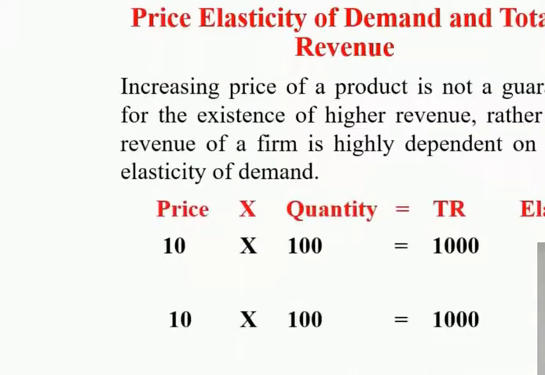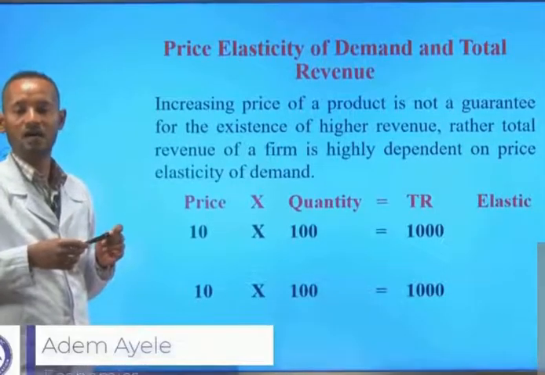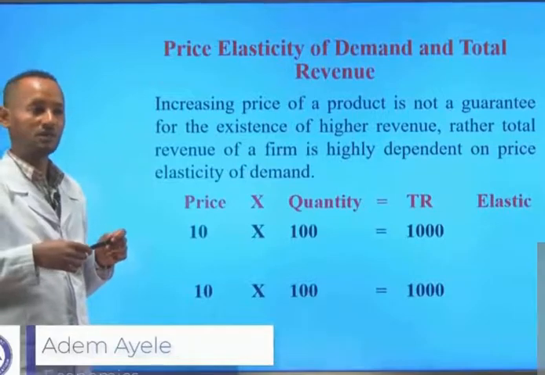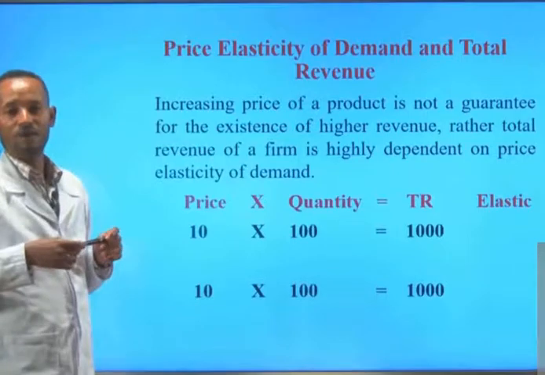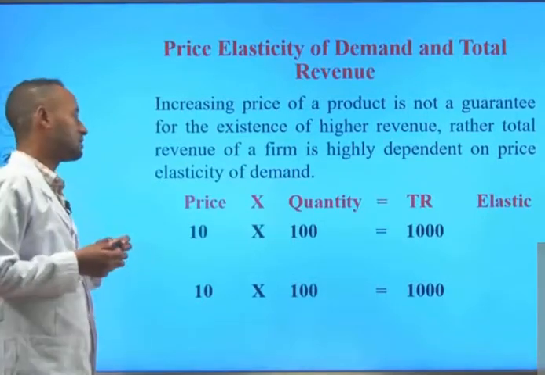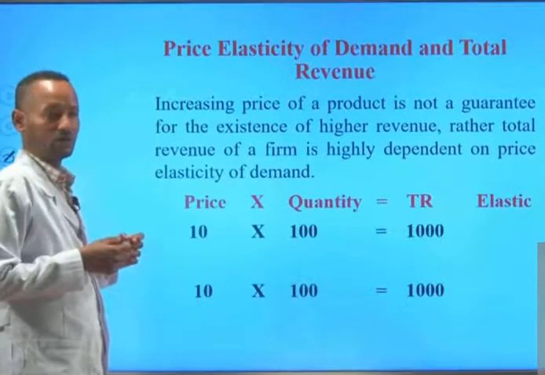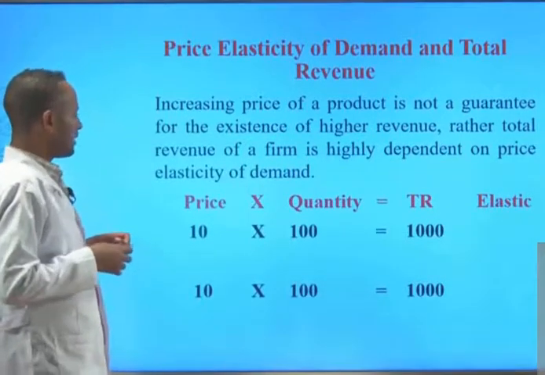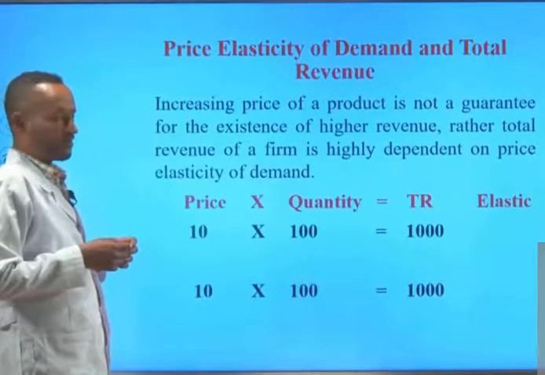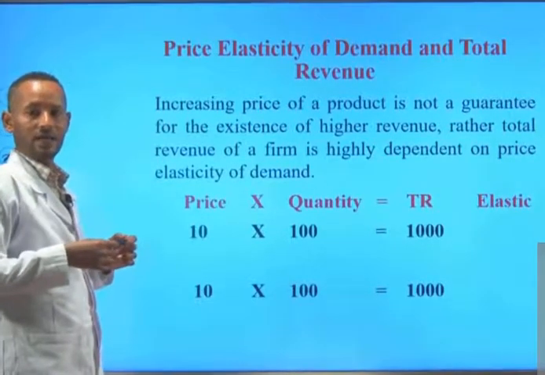Now this is the price elasticity of demand and total revenue. Increasing the price of a commodity is not a guarantee for the existence of higher revenue. By default, we think that with an increase in price of a commodity, total revenue of the firm will increase. Rather, the total revenue of a firm is highly dependent on the price elasticity of demand. It is based on the buyer's response to changes in price of a commodity. Now let me show you the total revenue of the firm when the buyer is elastic, inelastic, and unit elastic.